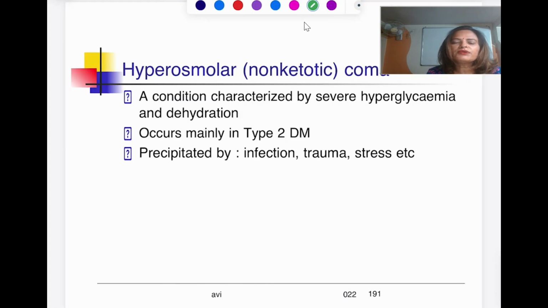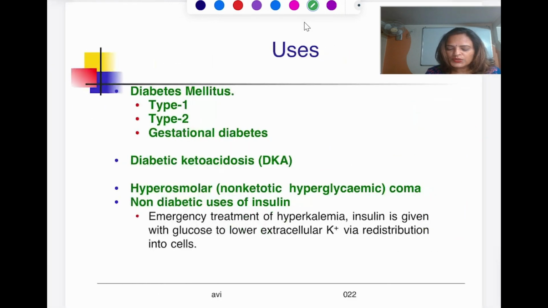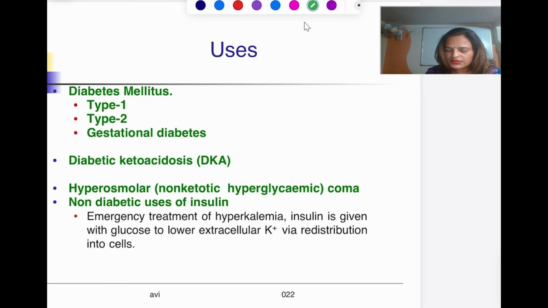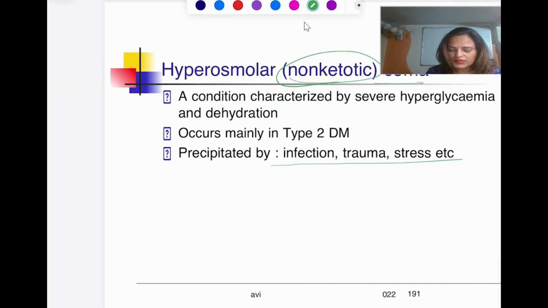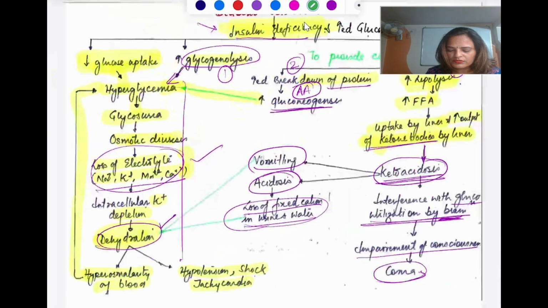Another is hyperosmolar or non-ketotic coma. This is frequently seen in type 2 diabetes mellitus. So here what will happen is severe hyperglycemia, the blood glucose level is more than 600 milligram per deciliter, and severe dehydration. The precipitating factor here is also the same. What is the difference here? It is non-ketotic. In type 2 diabetes mellitus usually we will not see that severe deficiency of insulin.